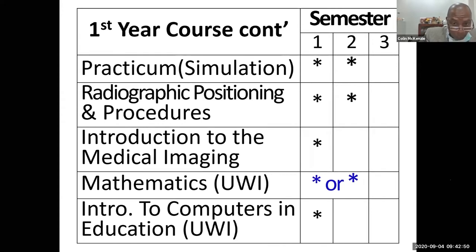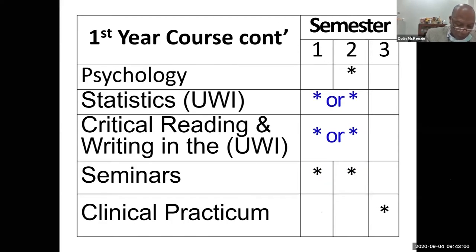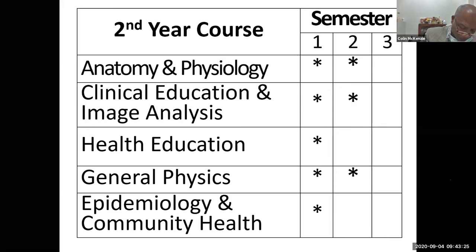Mathematics is a UWI course, and this is done either in semester 1 or semester 2. And we have introduction to computers in education, UWI. Still on the first year courses, it is a very long list. We have psychology. Yes, you have to do psychology. And that's in the second year. Then we have statistics, which is also a UWI course, and it's done either in the first or second semester, followed by clinical education, and this is critical reading and writing, all right? And they have seminars and the clinical practicum.